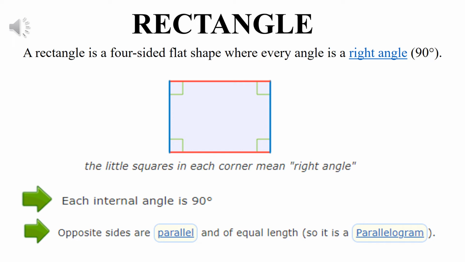Rectangle. A rectangle is a four-sided flat shape where every angle is a right angle or 90 degrees. The little squares in each corner mean right angle. Each internal angle is 90 degrees. Opposite sides are parallel and of equal length, so it is a parallelogram.